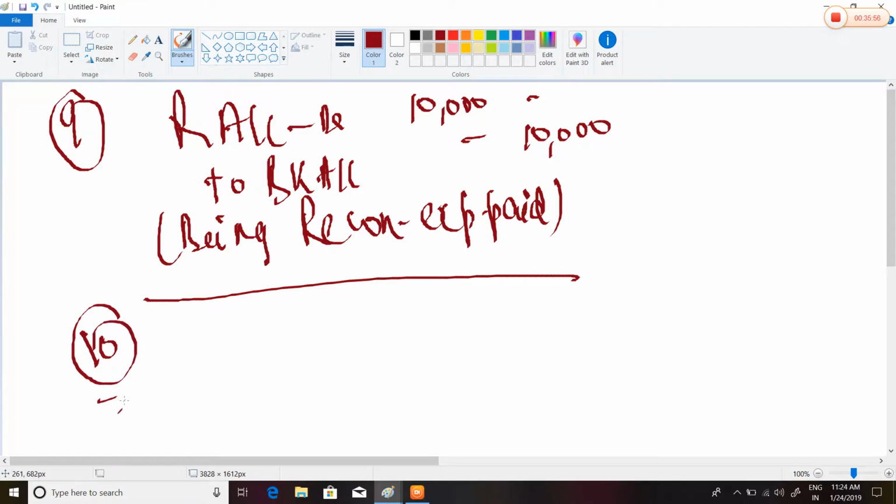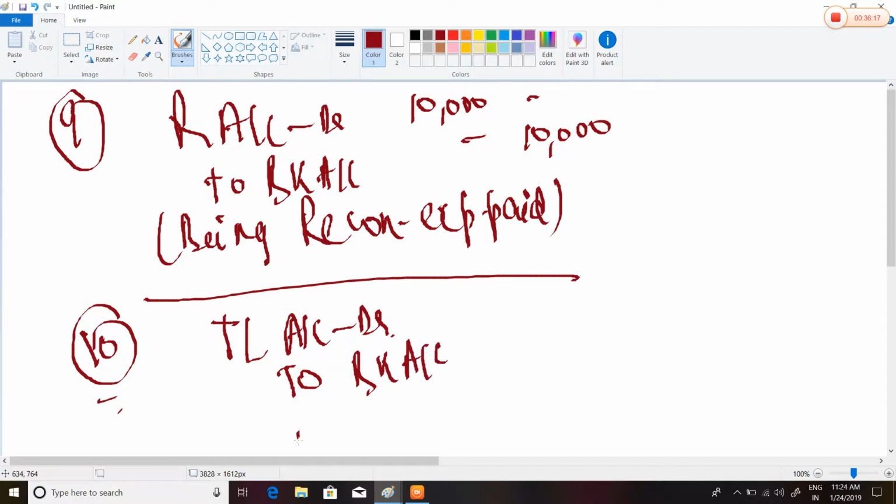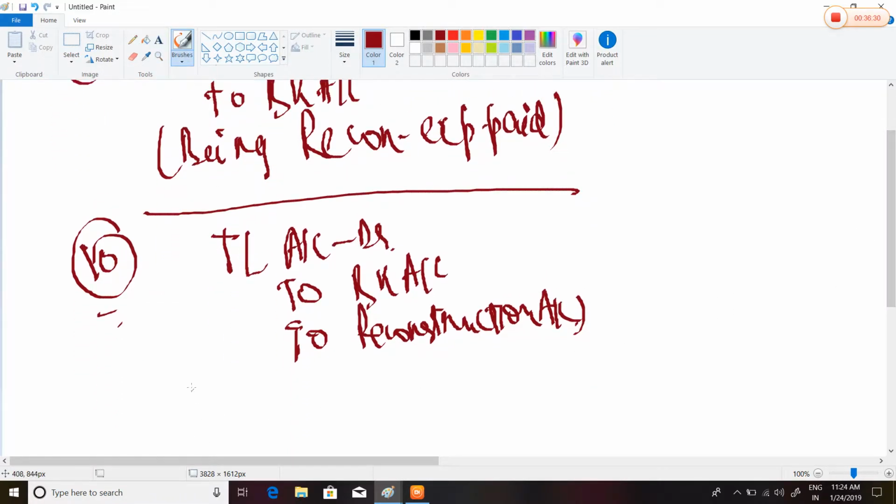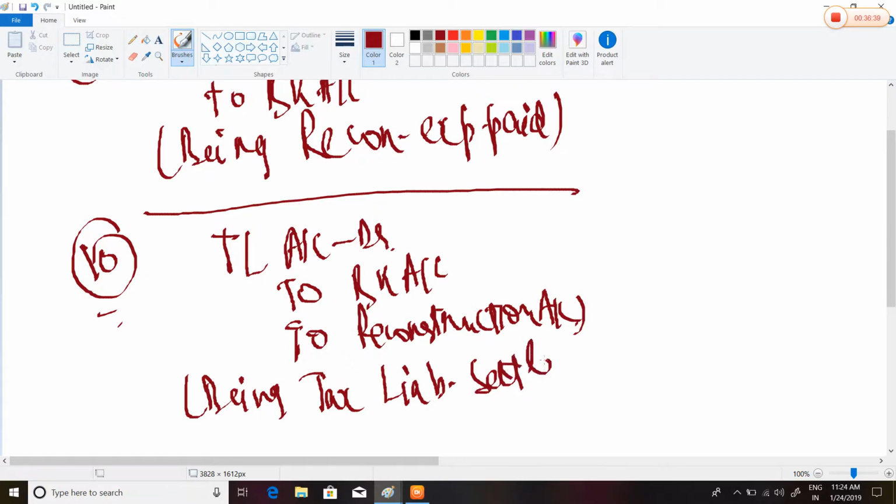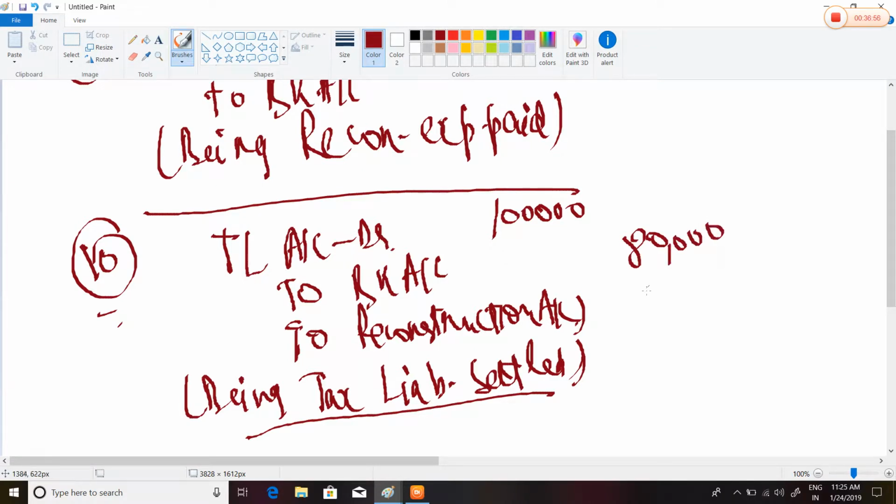10th entry. The taxation liability of the company is settled at rupees 80,000 and the same is paid immediately. Okay. Tax liability account debited. As the liability is going out, so we'll debit it. To bank account, to reconstruction account. Being tax liability settled. The amount would be 1 lakh is the provision for taxation. 80,000 here in bank account and 20,000 here.